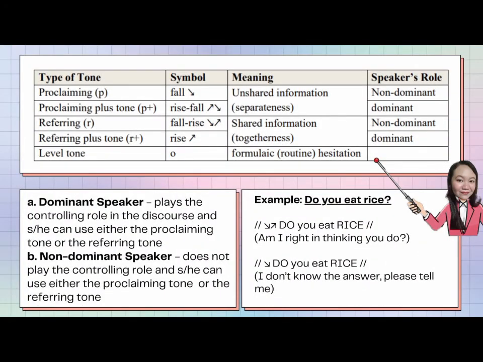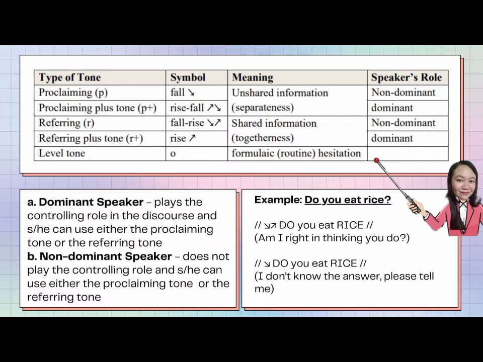Let us take a look at this chart. This chart is the tone system. Tones are further distinguished according to the dominance of the speaker. Take a look at the right part of the chart under the speaker's role. We have the dominant speaker and the non-dominant speaker. The dominant speaker plays the controlling role in the discourse, and he can use either the proclaiming tone or the referring tone. On the other hand, the non-dominant speaker does not play the controlling role.